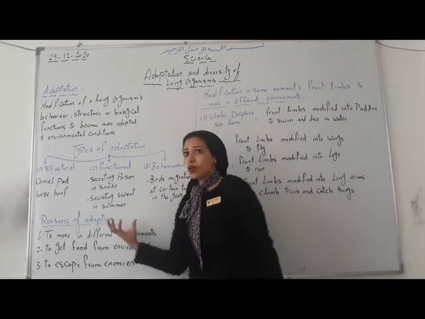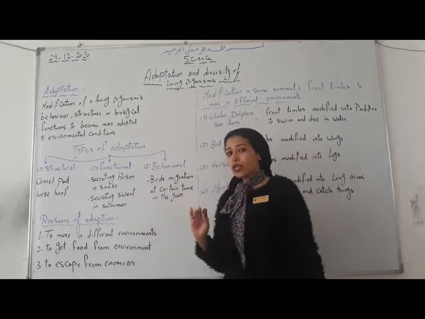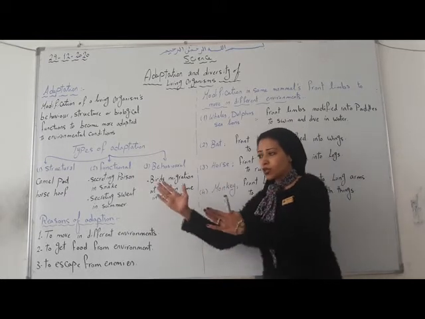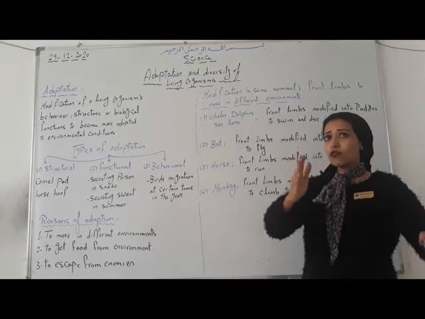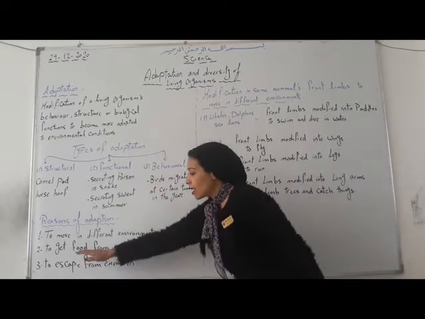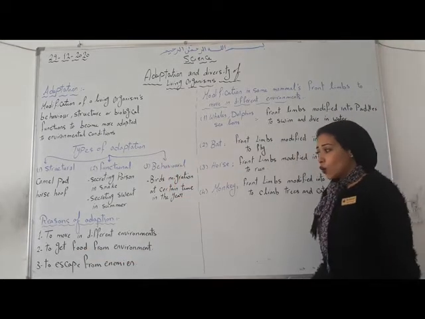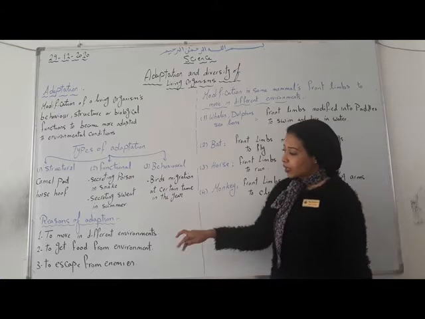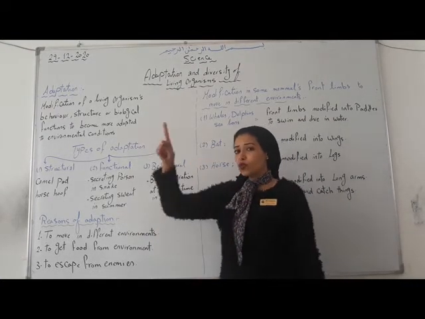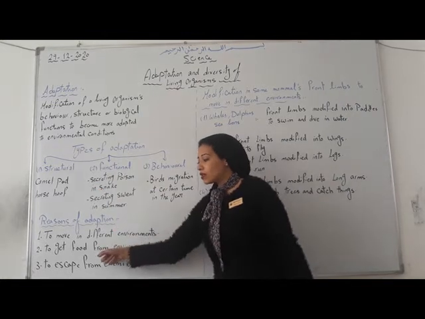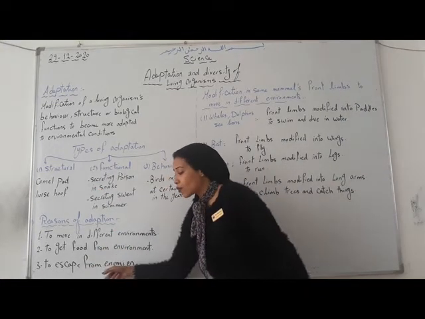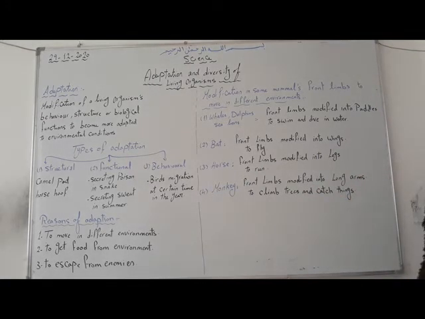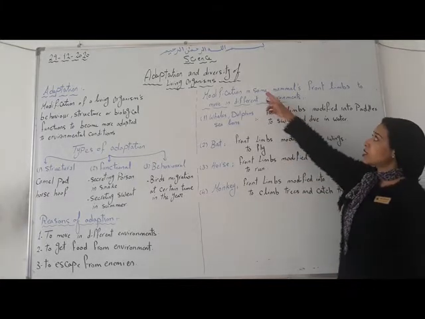Why do the living organisms do this adaptation? For three reasons. To move in different environments, when the living organisms move from their environment to a new environment, or to get the food from the environment, or to escape from their enemies. So we have three reasons for adaptation.